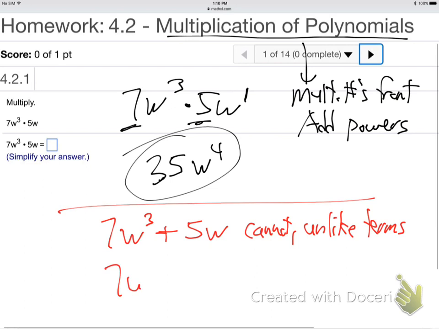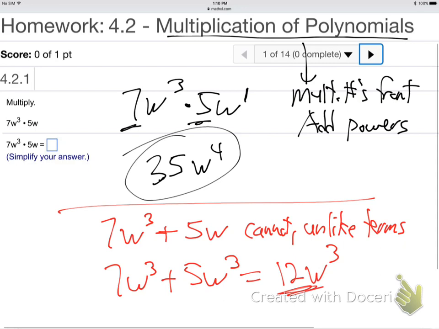Okay, and what if they were both the same power? We could add these now: 7w cubed and 5w cubed. Those we could add. What would the answer be there? It'd be 12. Would it be w to the 6th? No, we don't mess with powers when we're adding. It would just stay third power. Whereas when we're multiplying, we add powers.